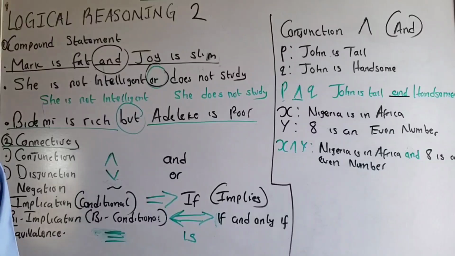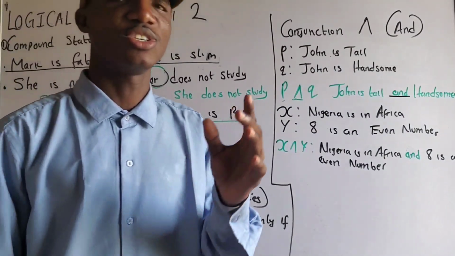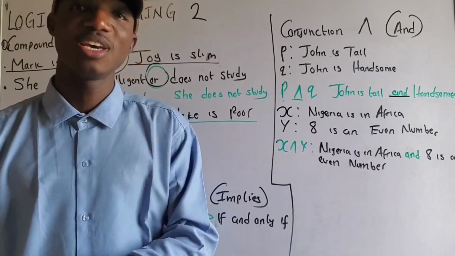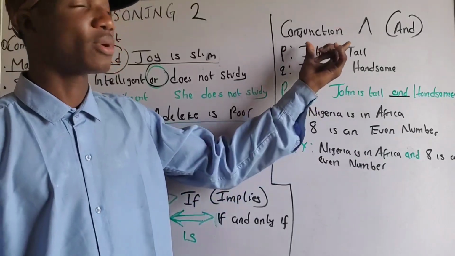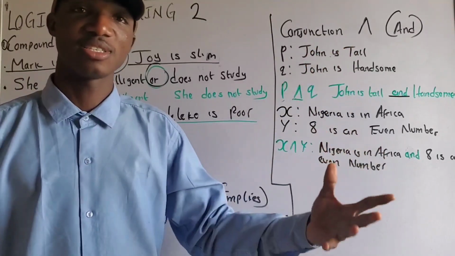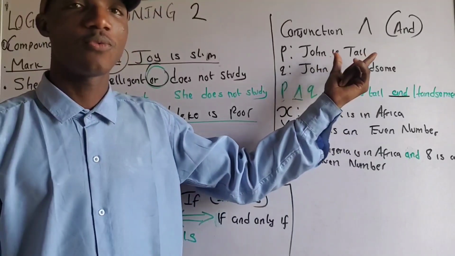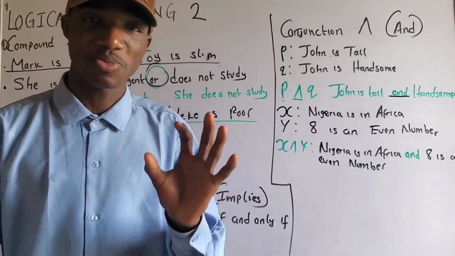Listen, it's simple. I told you that a truth table is just a table that is used to represent the relationship that exists between the truth values of the statements that you are given. So we want to talk about the truth table for conjunction. That is, when we have a compound statement that involves conjunction, how will the truth table look? Just pay attention. It's simple.